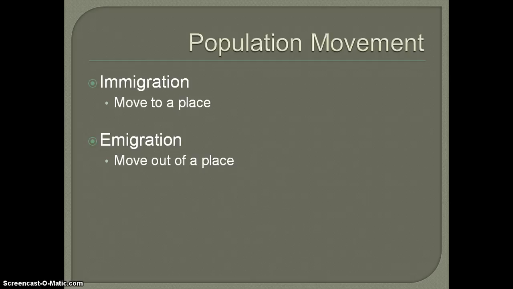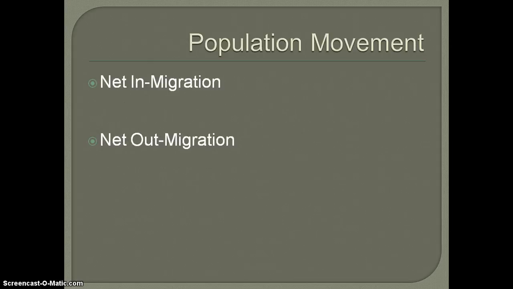So think about exit migration. Immigration and emigration might help you to remember that a little bit. And of course, these are going to be important when we think about where people are going to and where people are leaving if we want to study the different trends around the world. And so when you look at immigration and emigration, we have what's called two results of that.